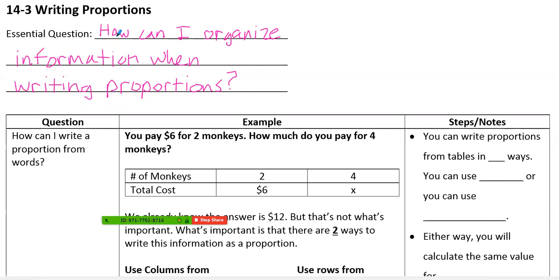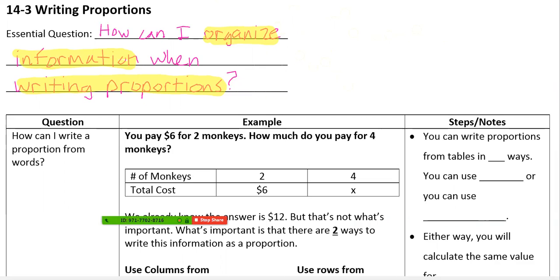I'm ready. Are you? How can I organize information when writing proportions? I know everybody just loves to get their homework done as fast as possible, but the concept of organizing information into proportions is crucial to being able to actually use proportions to solve problems. And when I say information, it has to do with things like, are we talking about money? Are we talking about the number of something? We've got to organize that information in a way that makes sense in the proportion.